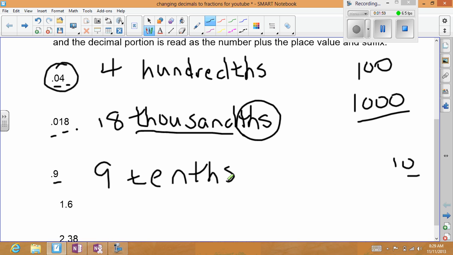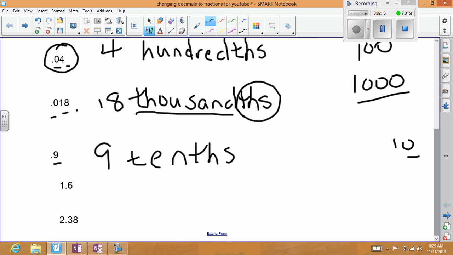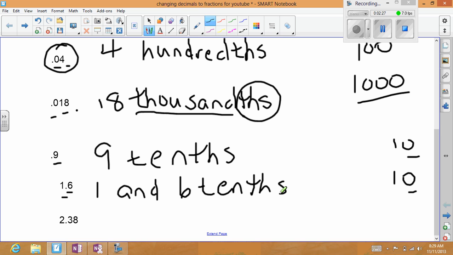Okay, and then I look at this next one. Now remember I said up here that when a number has a decimal point in the middle of it, the number is read as the whole number, the decimal point is read as the word "and" and the decimal portion is read as the number plus the place value and its suffix. So I'm going to look here. This is going to be 1 and, because that decimal point is here, and then I've got my 6, and then 1 place, tenths. And here I've got 2 and 38, and I've got 2 places, so I think in my head, 2 places, hundredths.